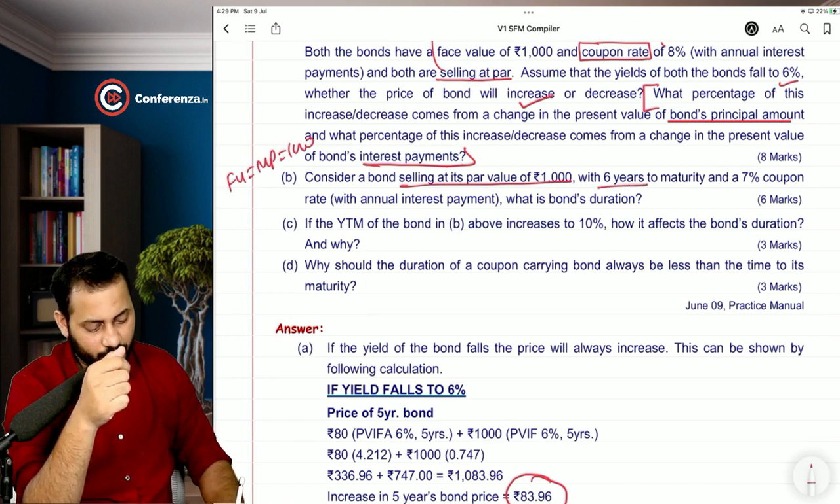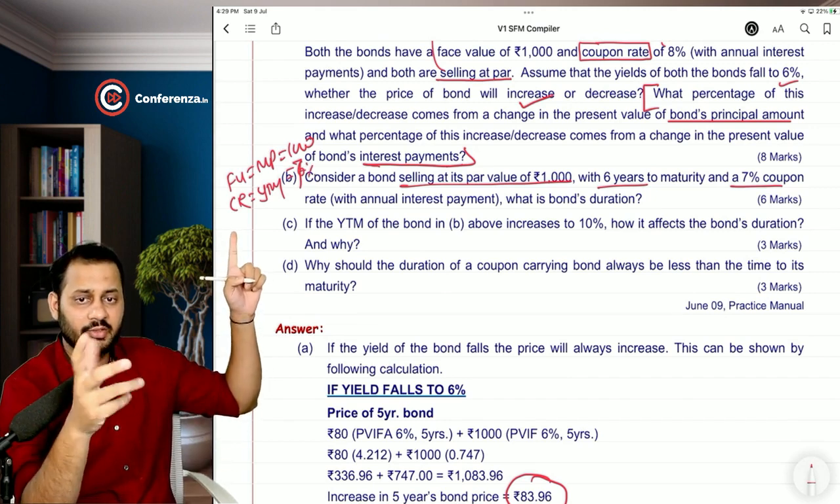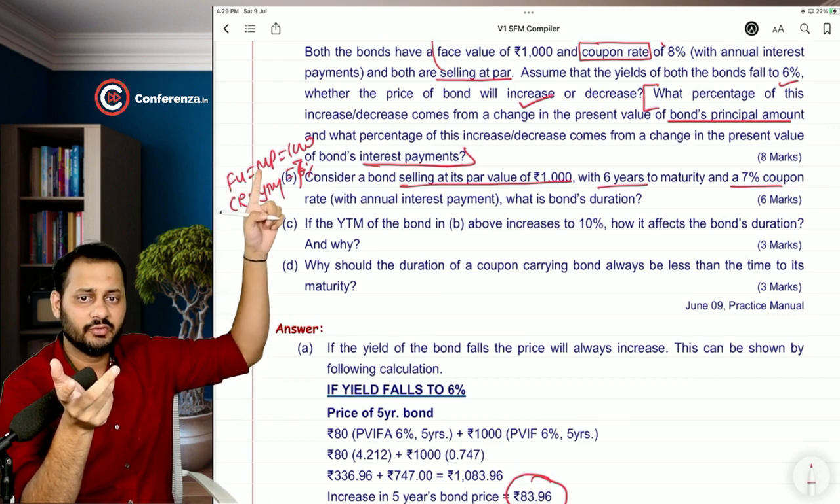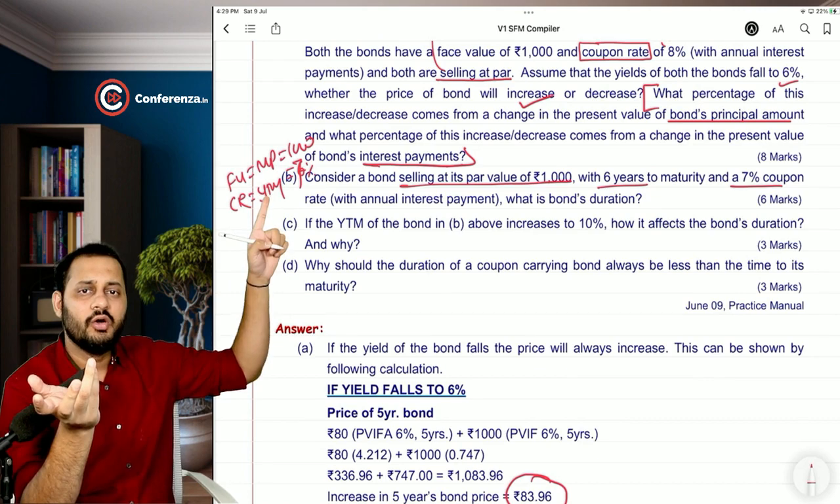Okay, with 6 years to maturity and 7% coupon rate. Okay, what did they say? 7% coupon rate. Can I say coupon rate will also be equal to YTM at 7%? Why? Because I'm assuming that the bond will be redeemed at par, and face value is equal to market price, as given in the question. So I can say that coupon rate will also be equal to YTM.